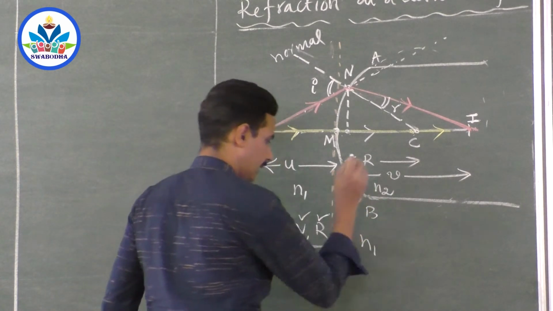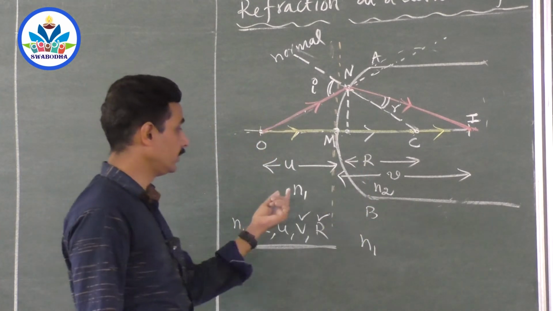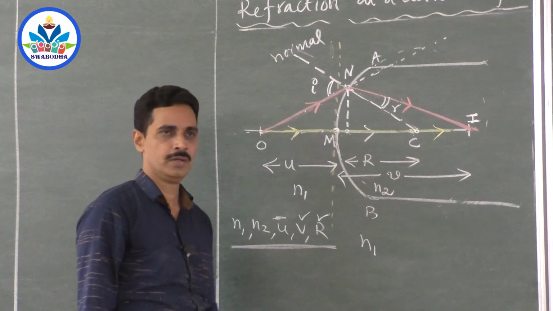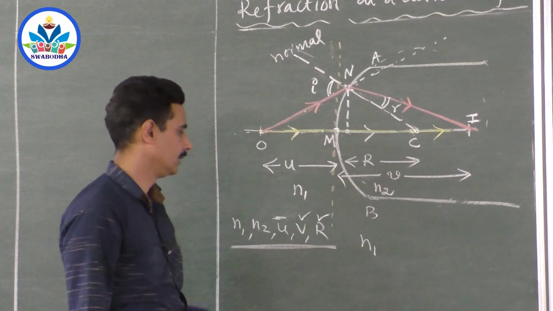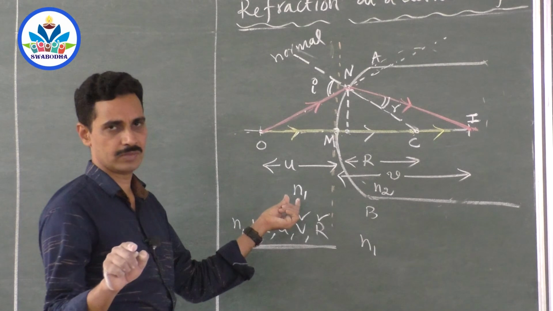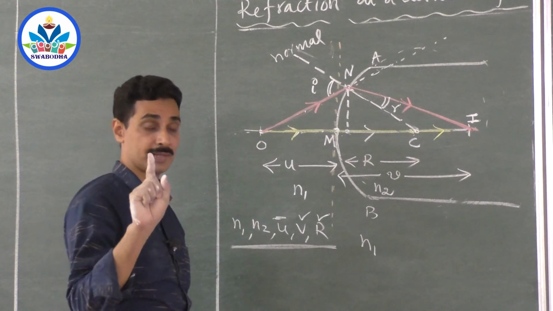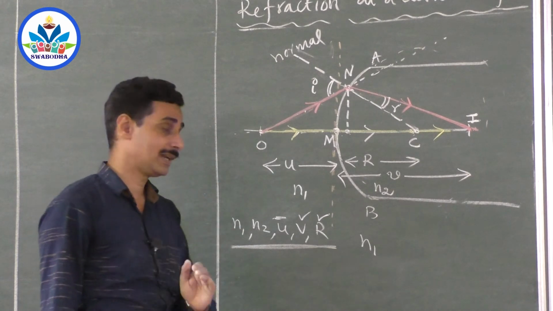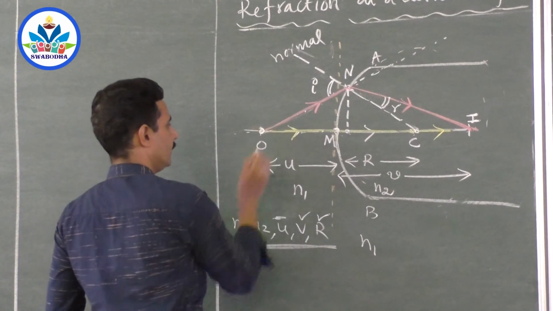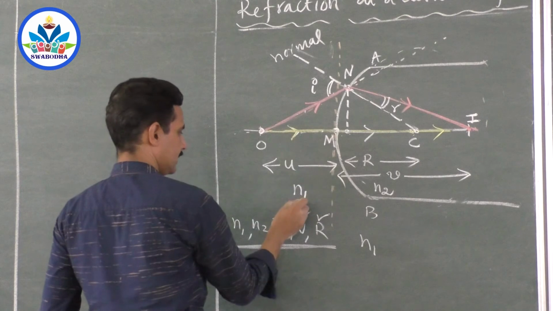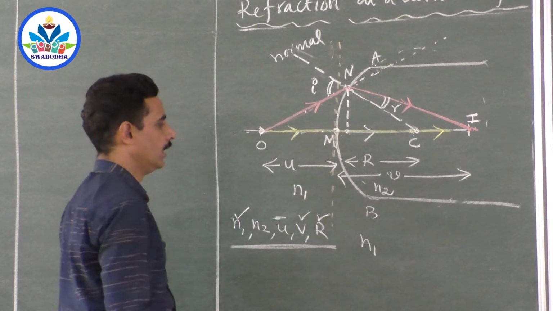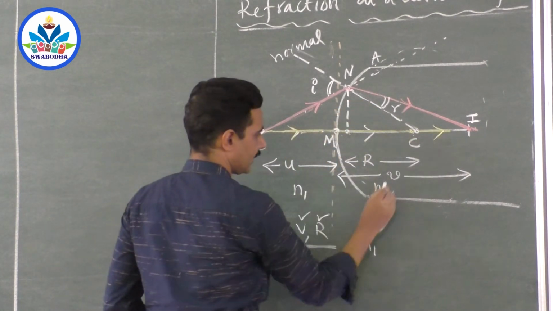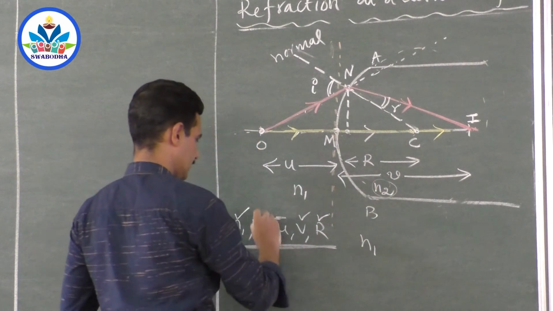It is another thing. Sir, how do you differentiate n1 and n2? The best way is, n1 is the refractive index of the medium where incident rays are present. I'm not saying where the object is present. Incident rays are present. The medium where incident rays are present, its refractive index is n1. The medium where refracted rays are present, its refractive index is n2.